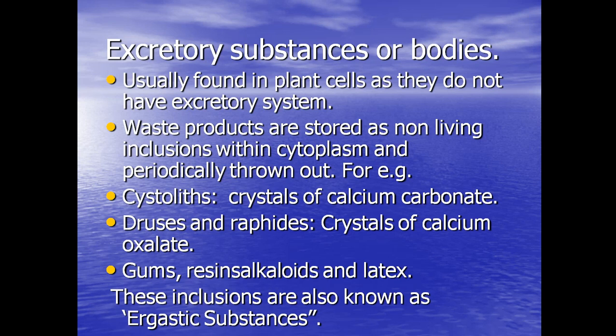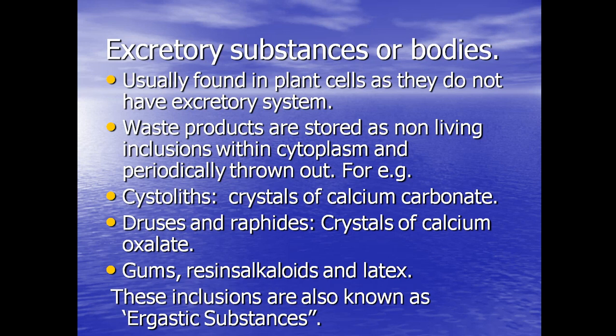Gums. You know, in some plants, if you cut, or even without cutting also, if there is a small injury, they ooze out some gums. A good example is the cashew tree. Some gum-like substances on the tree trunk you can observe occasionally. Or resins or alkaloids. Then even the latex, the white milky fluid, the latex, these are all excretory substances.